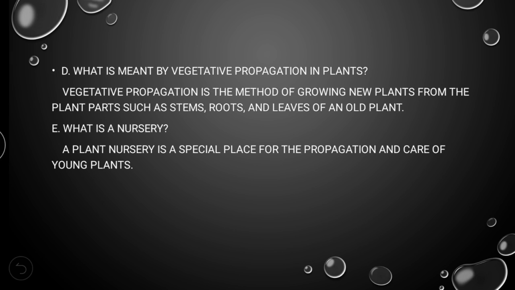Then what is a nursery? A plant nursery is a special place for the propagation and care of young plants. What do you mean by propagation? Producing. Propagation means producing and caring of young plants. Do you understand up to this much? So these are the 2 more questions.